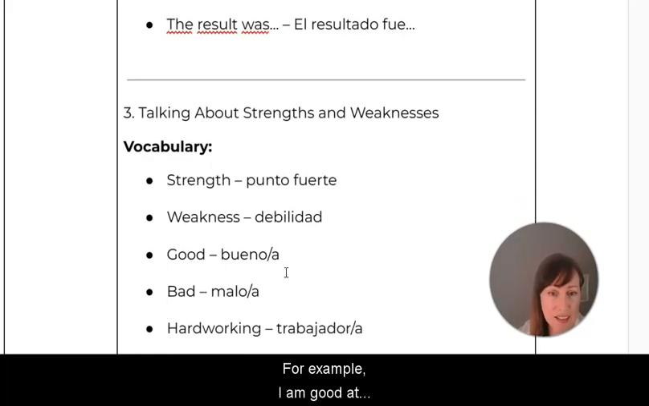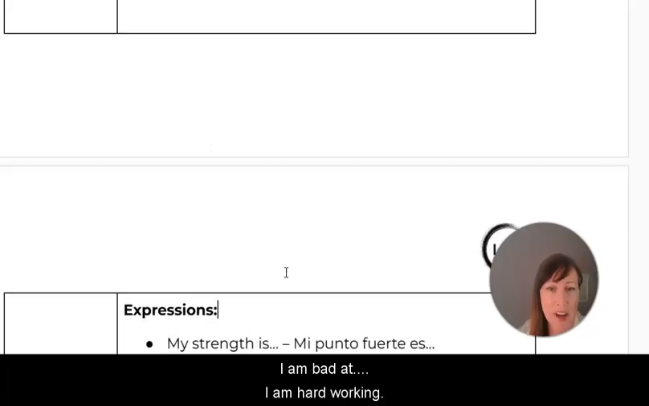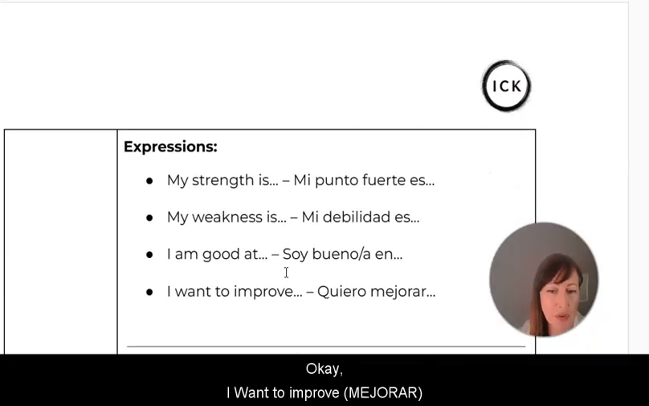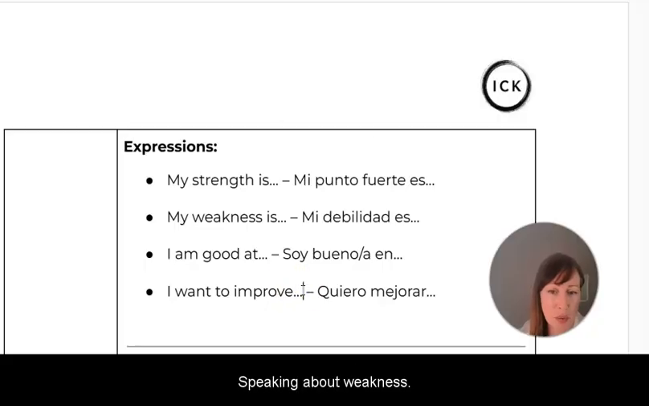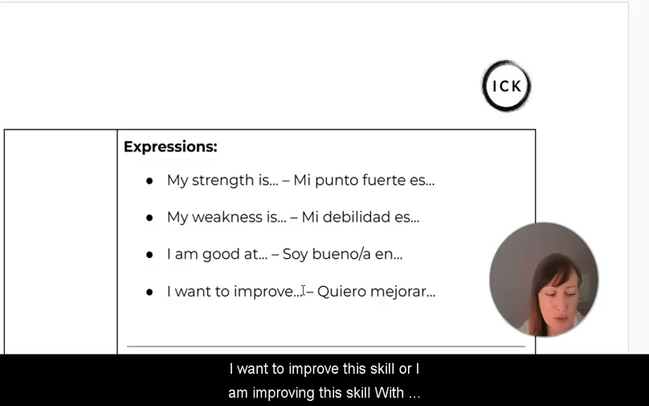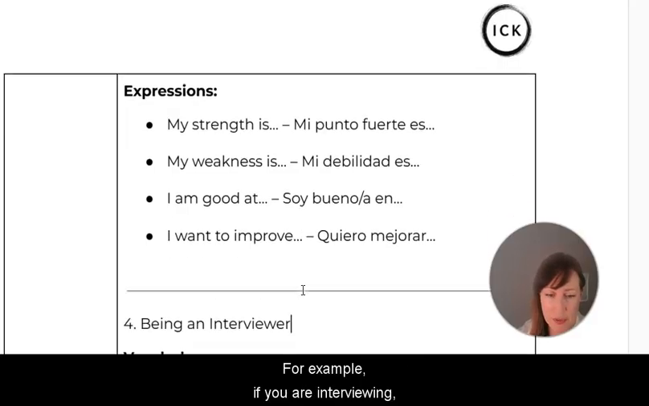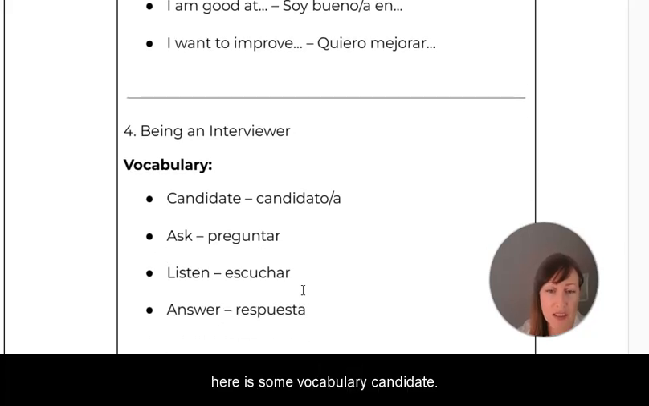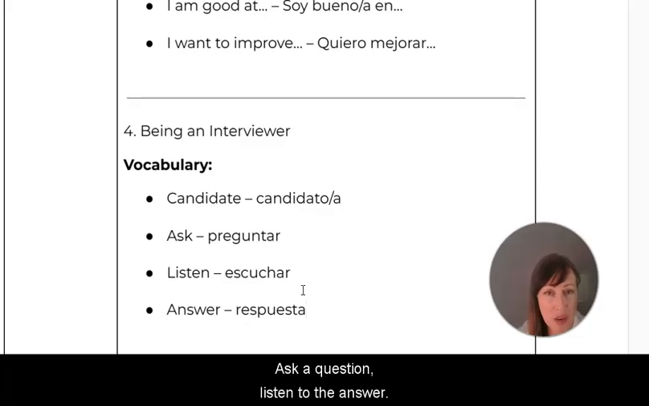I am good at, I am bad at, I am hard working. Okay, I want to improve. Speaking about weakness. I want to improve this skill, or I am improving this skill with English classes, for example. If you are interviewing, here is some vocabulary. Candidate. Ask a question. Listen to the answer.